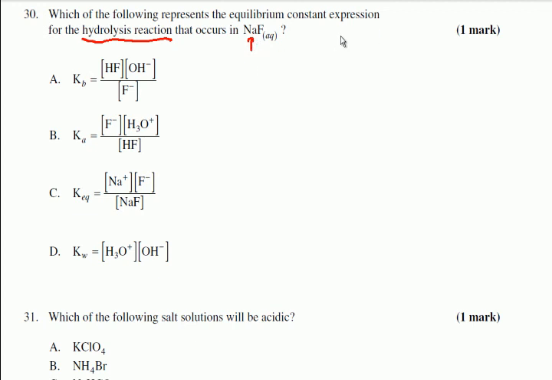Now Na is a spectator. If you remember your spectator ions, spectator cations include everything from column 1 and column 2. So in other words, your alkali metals and your alkaline earth metals. And Na is in column 1. So that's how you know Na is a spectator ion. F is not. So F minus is going to react with water, and it's going to be making HF and OH minus.